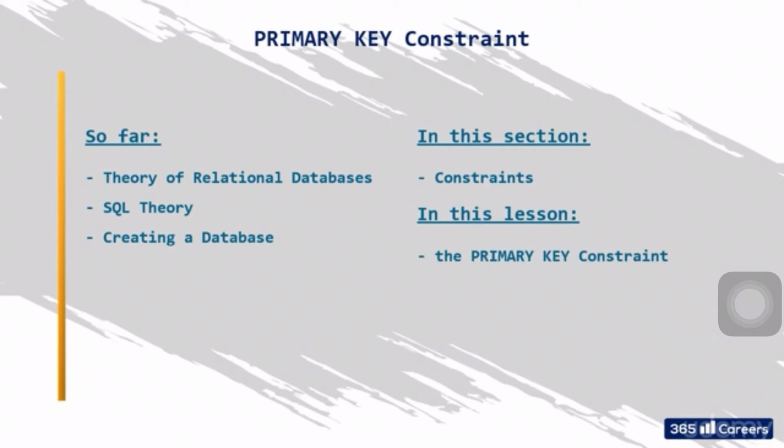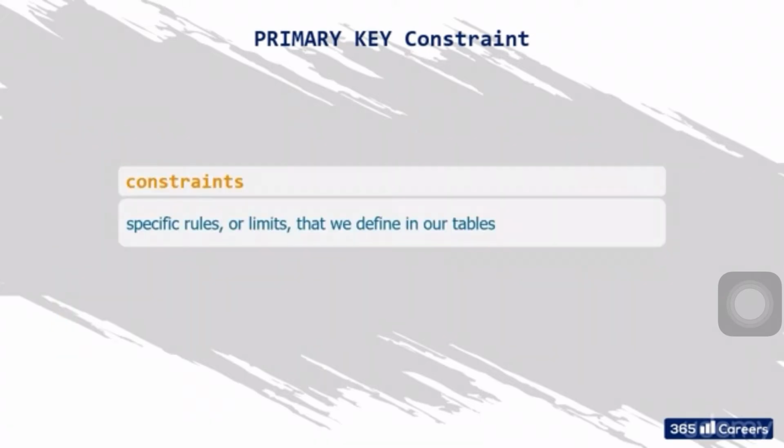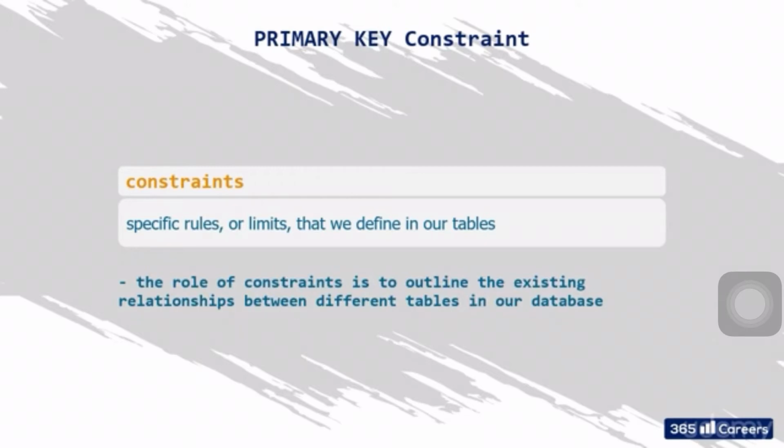First and foremost, what do we mean by constraints in an SQL context? Constraints are specific rules or limits that we define in our tables. The role of constraints is to outline the existing relationships between different tables in our database. A few lectures ago, we mentioned that not null is a constraint that can be assigned to a given column of a table. As a matter of fact, we've talked about some other constraints as well.